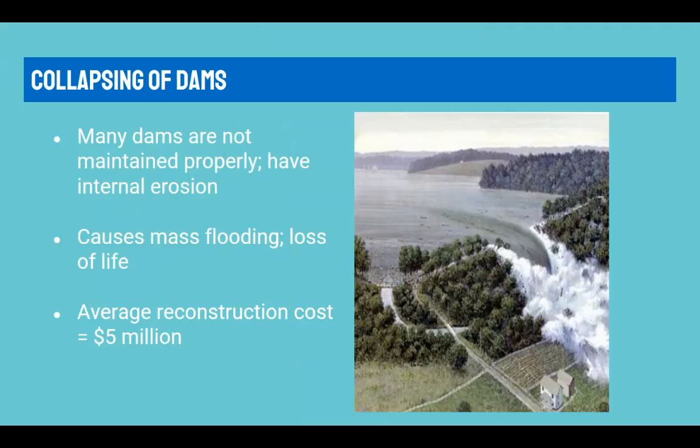Now, when you start looking at collapsing dams, there are many dams that are not maintained properly. If a collapse event occurs, you can have massive flooding and loss of life. And the average reconstruction cost for this type of thing is about $5 million, which is actually not that big. It's more the cleanup down below that ends up being really expensive.